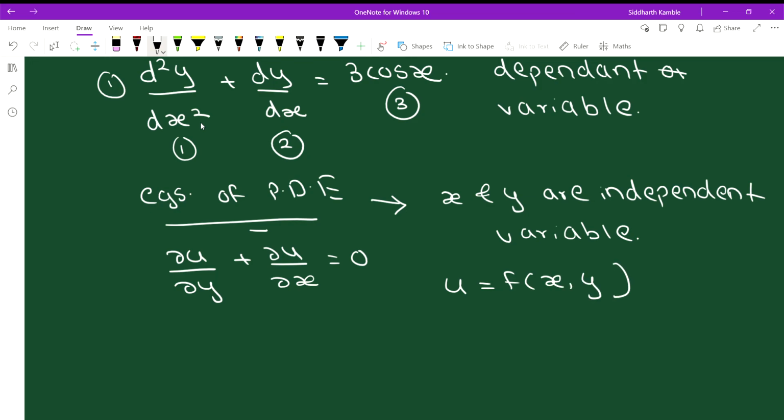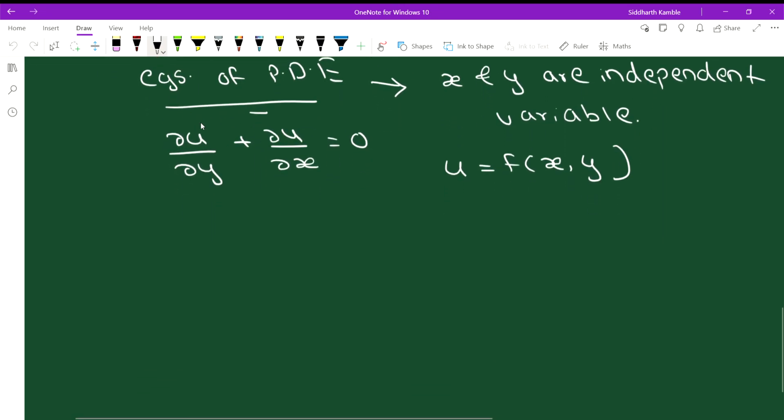Now over here, when we differentiate with respect to y, whatever terms in u which consist of x are considered to be constant. And when we differentiate u with respect to x, the terms in u which consist of y are considered to be constant.